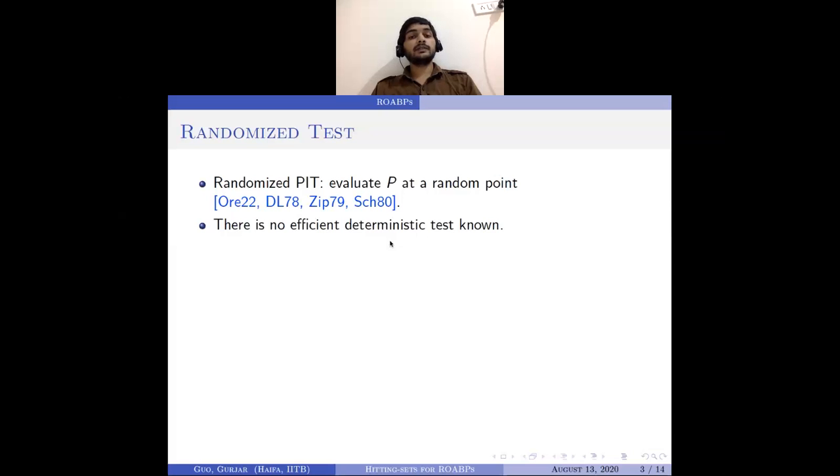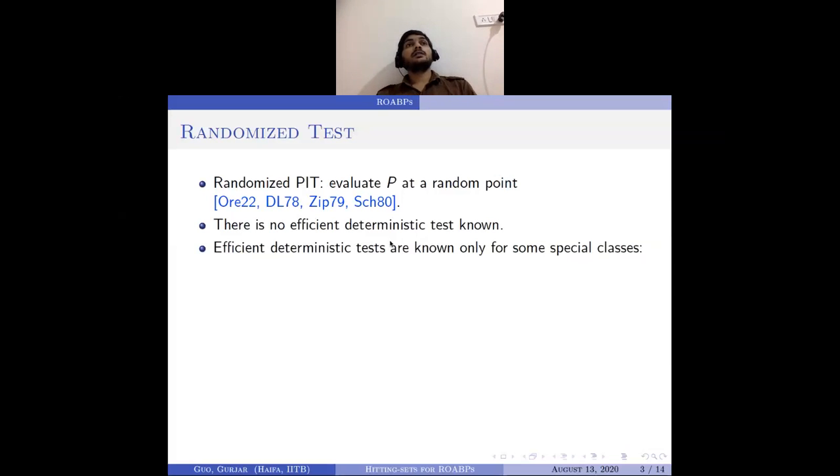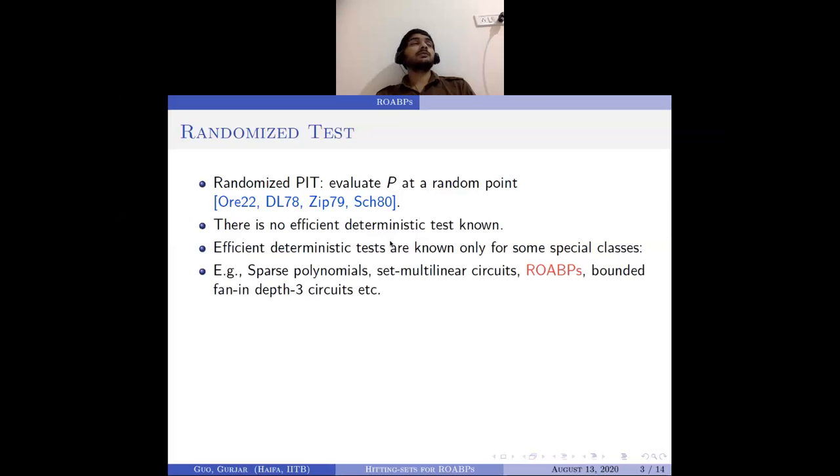If you're interested in deterministic tests, where you are not allowed to use randomness, then such deterministic polynomial identity tests are not known till now, and that's a big open problem in the area of de-randomization. Efficient deterministic tests are known, but only for very few special classes of polynomials. So for example, sparse polynomials, meaning polynomials with very few monomials, something called set-multilinear circuits, something called bounded fan-in depth-three circuits, and something called ROABPs, which will be the focus of this talk.